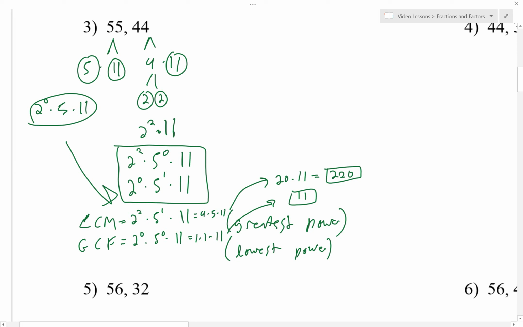So then what we've learned is that the greatest common factor of these numbers is 11, which seems kind of obvious now that you think about it, right? And the least common multiple is 220.